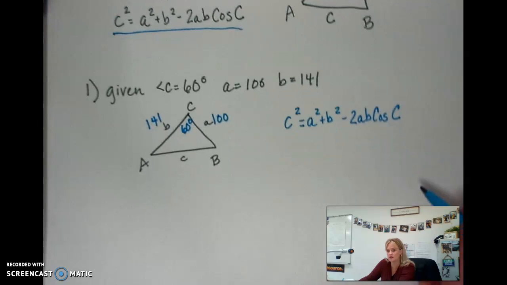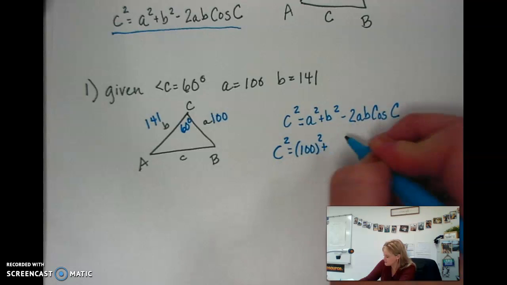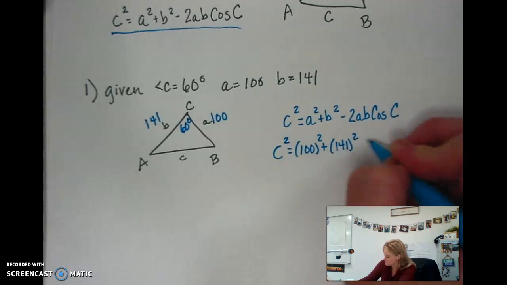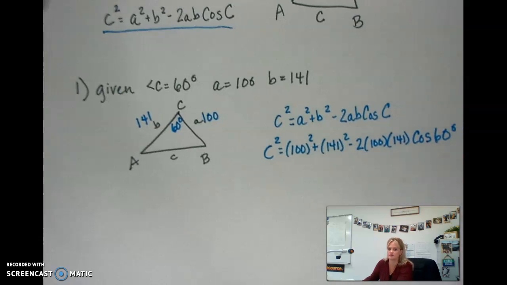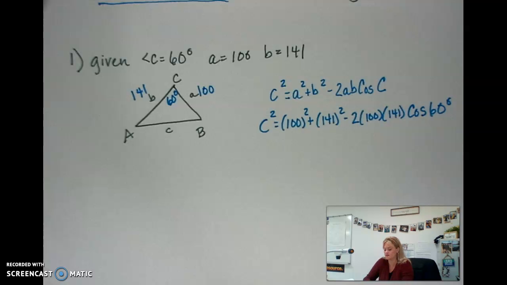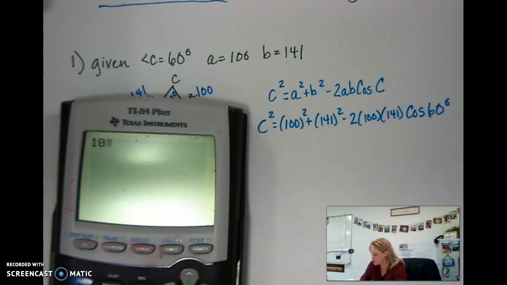So I'm just going to fill in what I know. I know that A is 100. I know that B is 141. I'm going to multiply the two of them together, and I know that angle C is 60 degrees. So now it's just a matter of punching all of this into your calculator. So 100 squared plus 141 squared minus 2 times 100 times 141 times the cosine of 60 degrees.